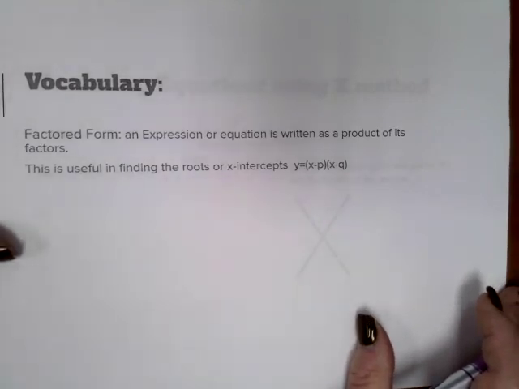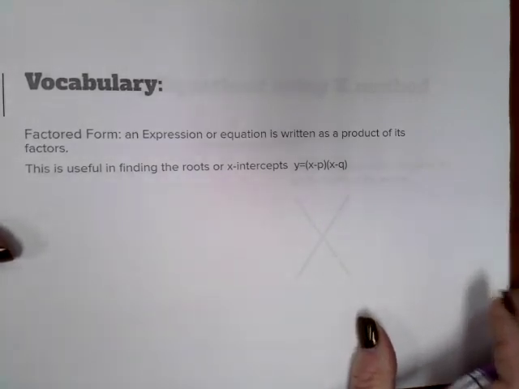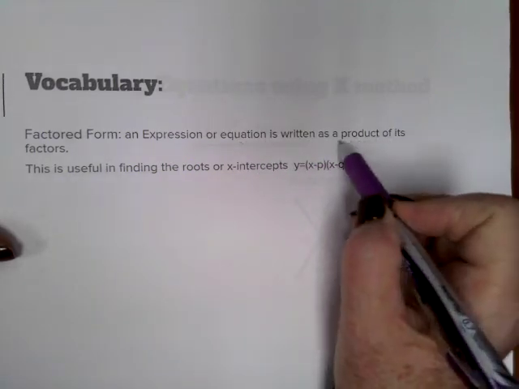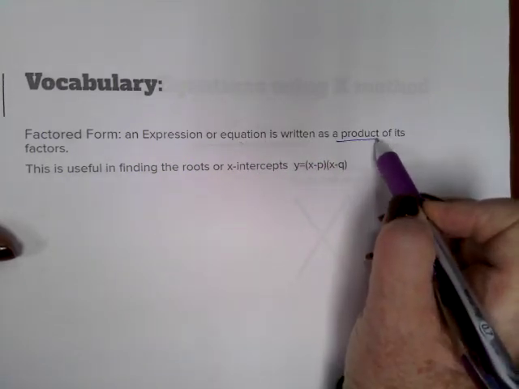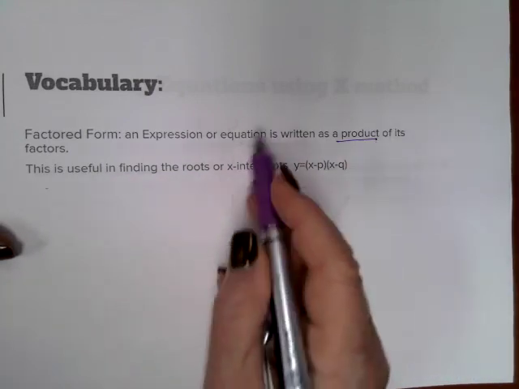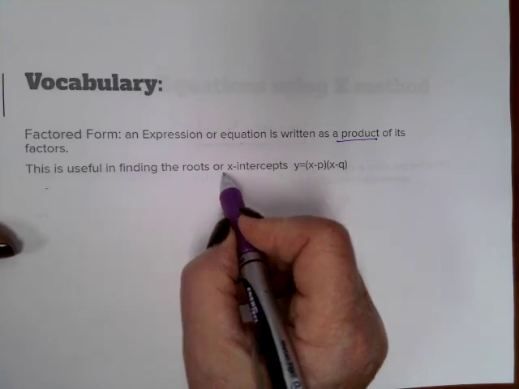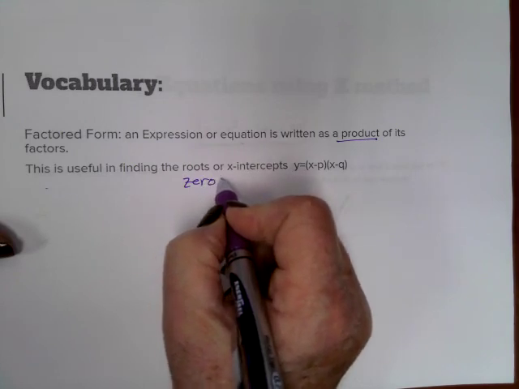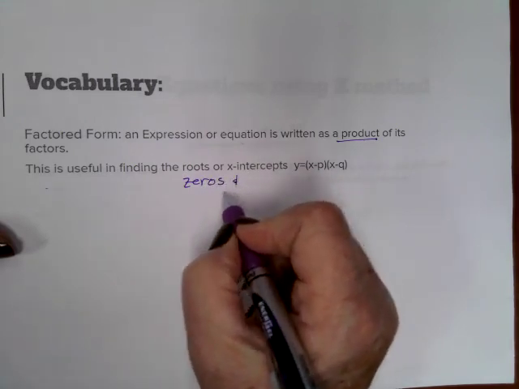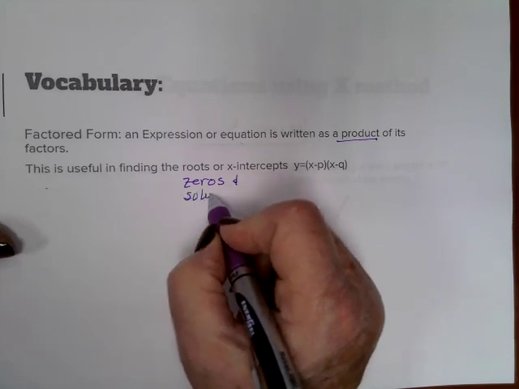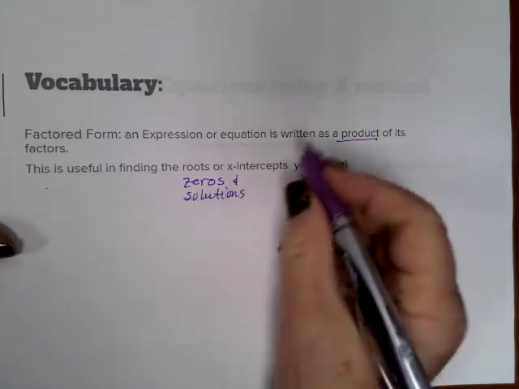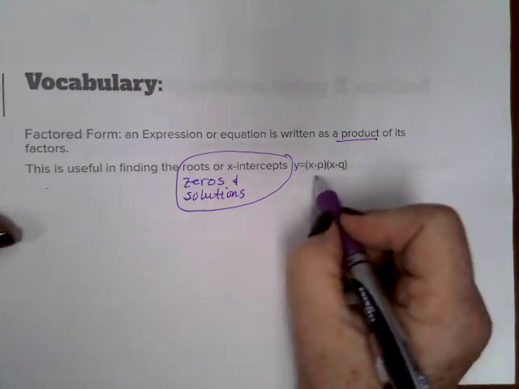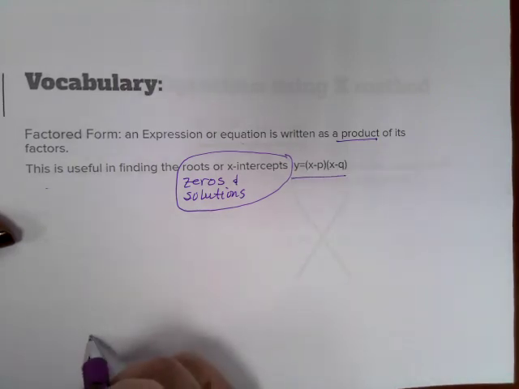Okay, now we're going to learn how to factor trinomials. Factored form is an expression or an equation written as a product. Product means we're going to multiply two things together. This is useful in finding the roots or the x-intercepts, and also zeros and solutions. You see these words interchanged. All of these words mean the same thing. And then this is the format we're going to put it in.